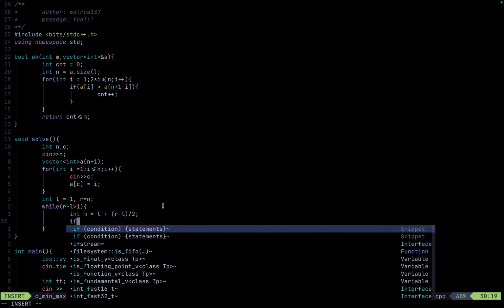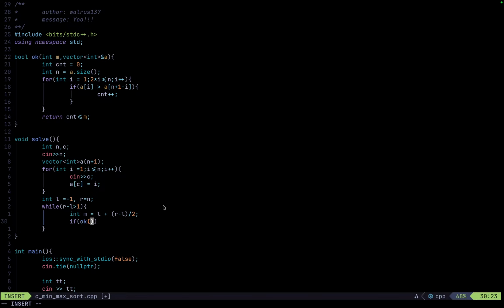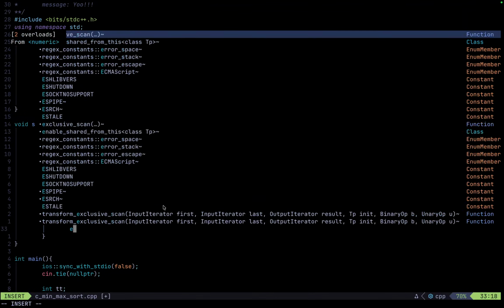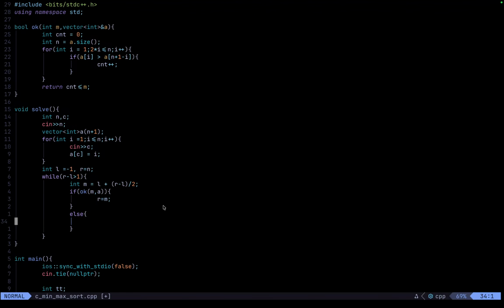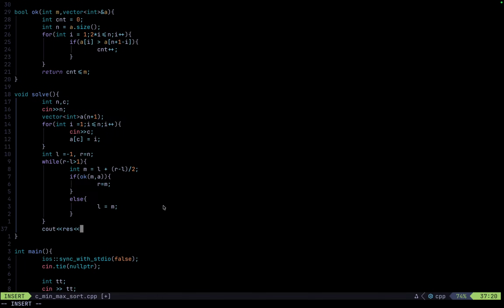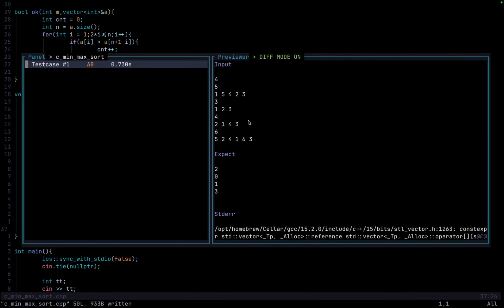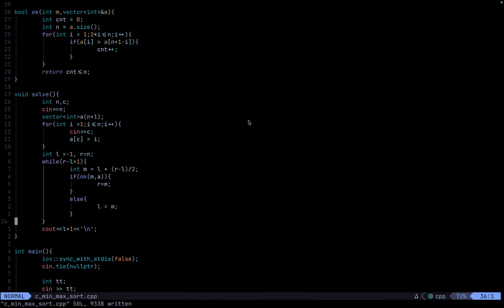We have this. So what number is okay? If m with a is okay, then we'll say R equals m. Else we will say L equals m if this number is not okay. And at the end, our answer would be R. And hopefully this works. Or this might just give us an out of bound error.